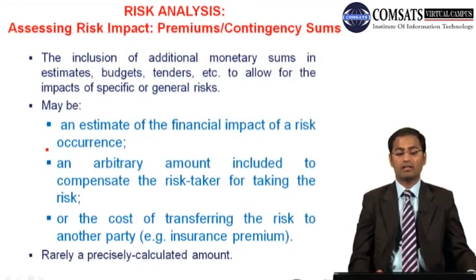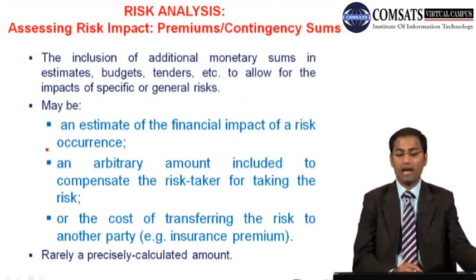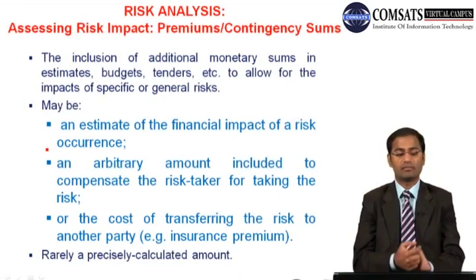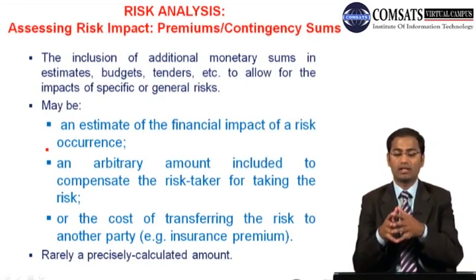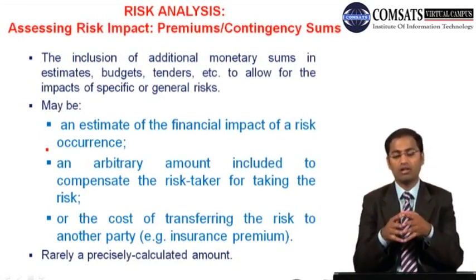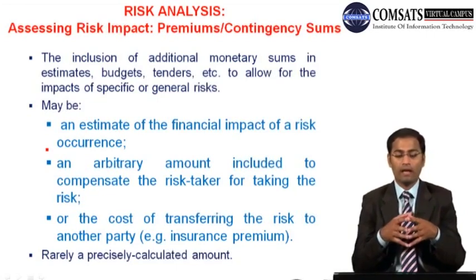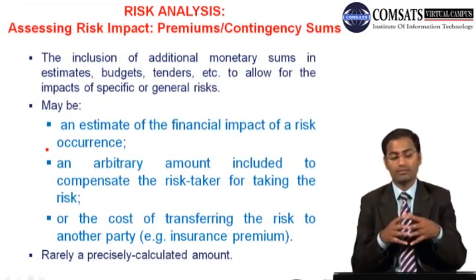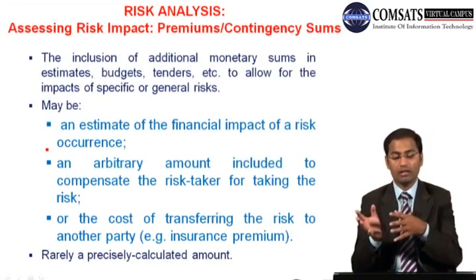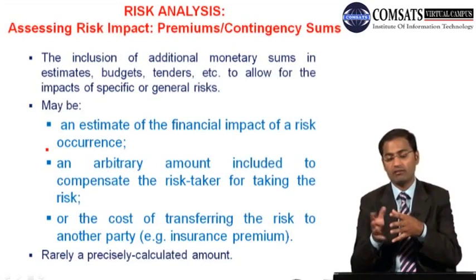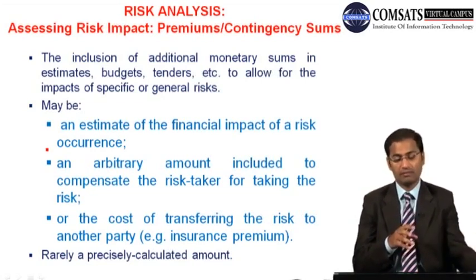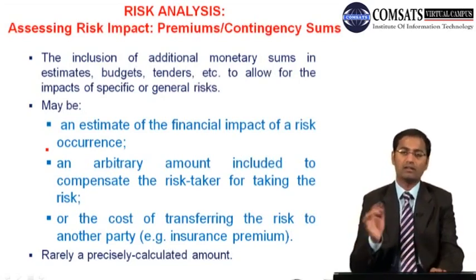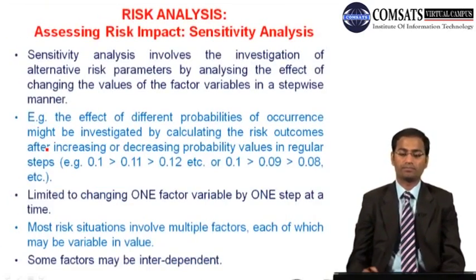Then we have the assessment of risk impacts: premiums and contingency sums. This is the inclusion of additional monetary sums in estimates, budgets and tenders to allow for the impacts of specific or general risks. So this may be an estimate of the financial impact of risk occurrence, an arbitrary amount included in compensation to compensate the risk taker for taking the risk, or the cost of transferring the risk to another party, an insurance premium. It is rarely a precisely calculated amount, but we can do that with quantitative risk analysis.